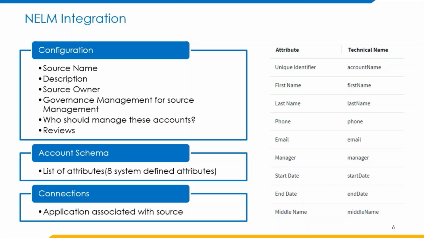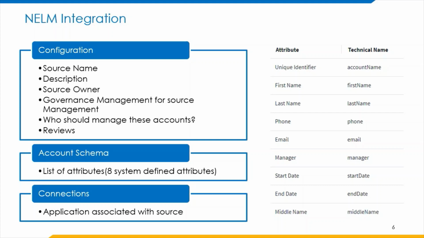Reviewers. In the reviewers tab, we can add 3 levels of reviewers. Account schema. There are 10 system defined attributes and 8 static attributes. The attributes mentioned in the slide are the 8 static attributes present in the NELM source.